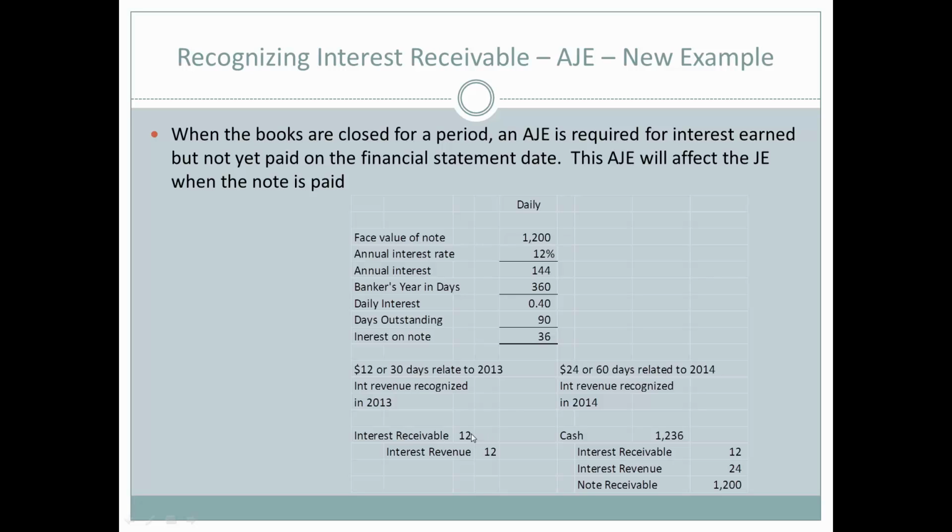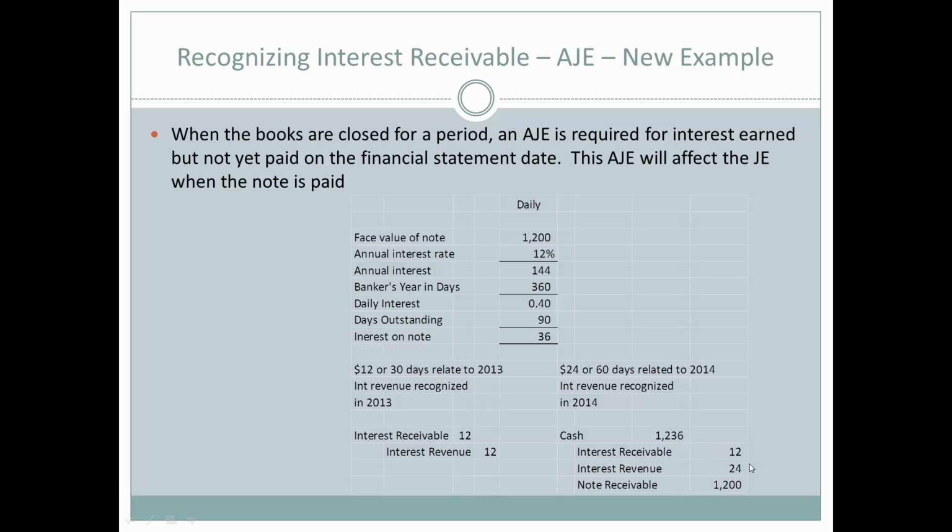Now, when the note is subsequently paid in 60 days in 2014, what we would record would be the entire cash amount that we will receive, which is the face value of the note and the $36. So the interest on the note is $36. So the company knows that it's going to receive $1,236. The note will be credited because it is no longer outstanding, and also we will credit the interest receivable that we recorded in 2013 to show that it is no longer due.